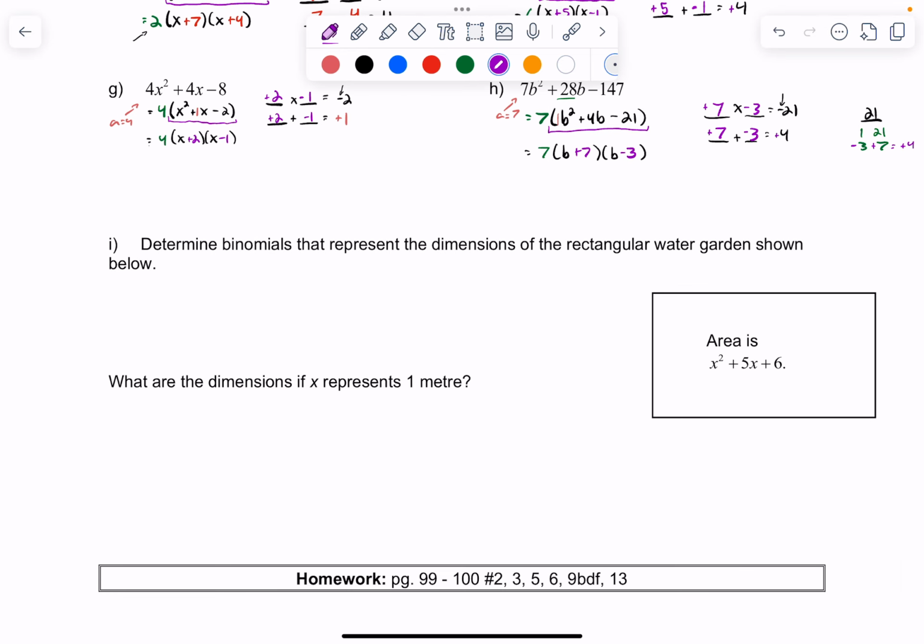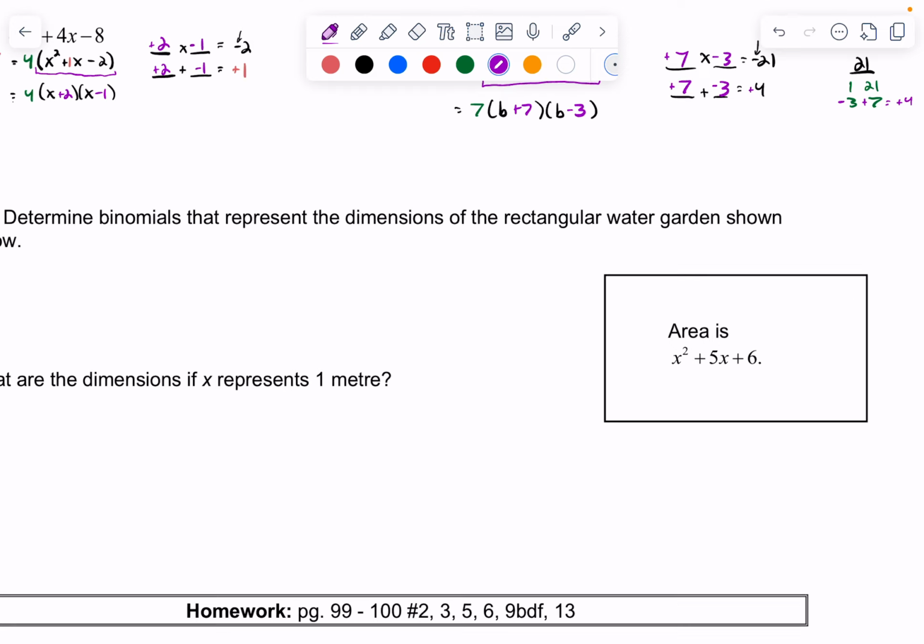Almost done. So determine binomials that represent the dimensions of the rectangular water garden shown below. Alrighty. So this looks complicated at first glance, but honestly it's really not. The key thing is, again, that this is a rectangular water garden, okay? So if I'm giving you an expression for area, remember area of a rectangle is length times width.